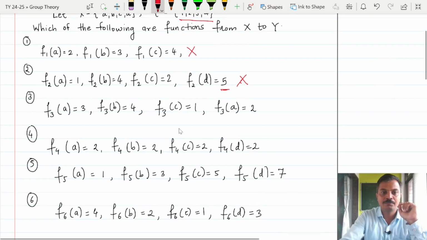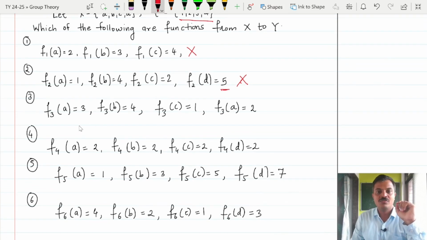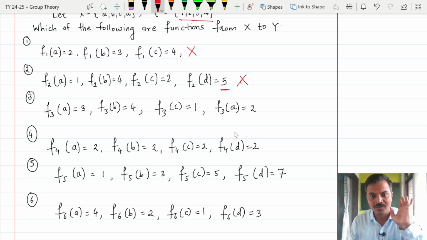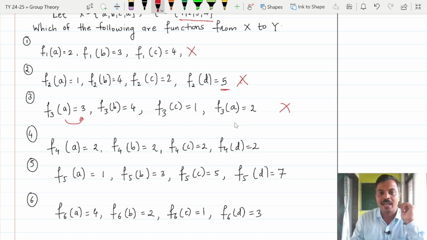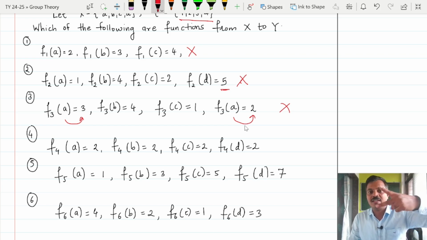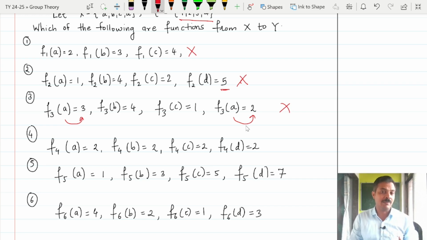Moving towards the next example, A has an image, which is 3, B has an image, which is 4, C has an image, which is 1. Now D should also have an image, right? But D doesn't have an image. So every element in the domain doesn't have an image here. So it is not a function. And there is one more thing. A has 3 as an image and A has 2 as an image. So A has in fact 2 images, that is 3 and 2. This is also not allowed. Every element in the domain should have an image, and that should be unique as well. Remember that.